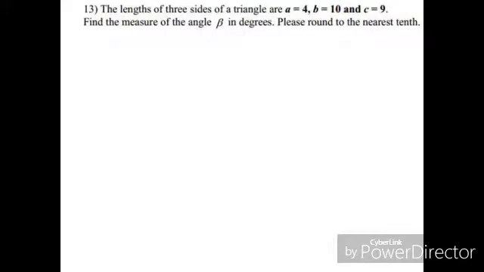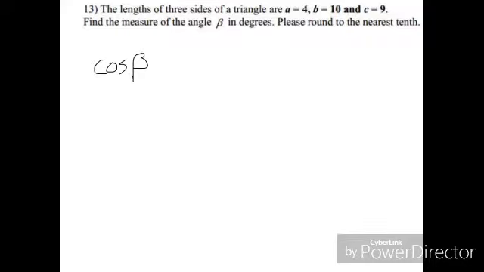All right, problem 13. The lengths of three sides of a triangle are a equals 4, b equals 10, c equals 9. Find the measure of the angle beta in degrees. Now whether you should use law of sines or law of cosines, it's all about whether you have an opposite pair. Since we don't have any angles given, we don't have any opposite pairs, so law of sines is not useful to us. So we go to law of cosines. Now we want beta.